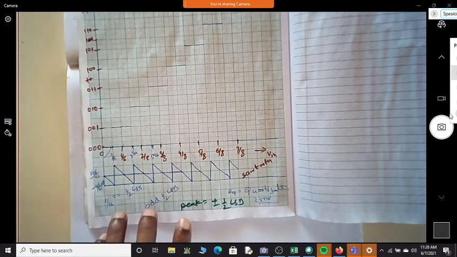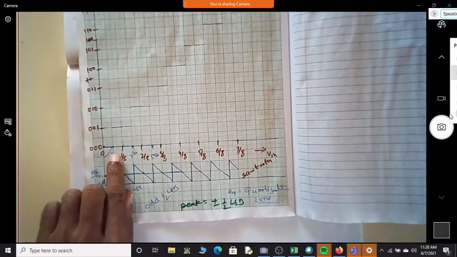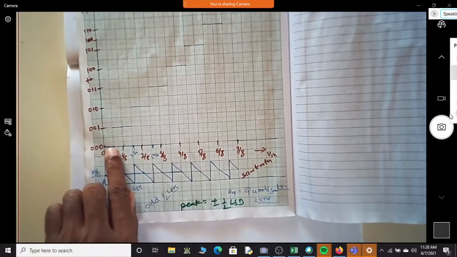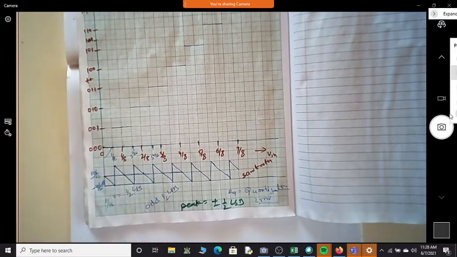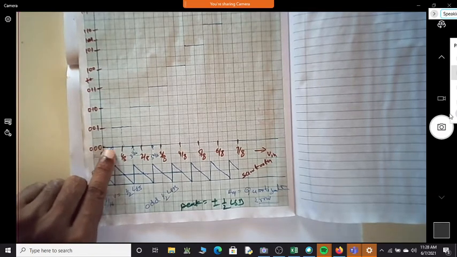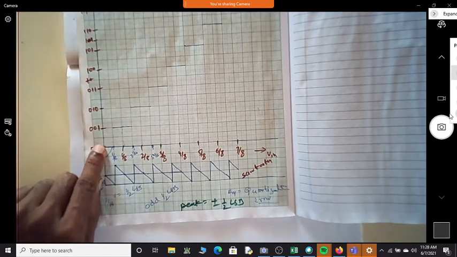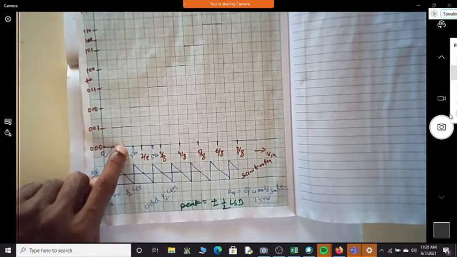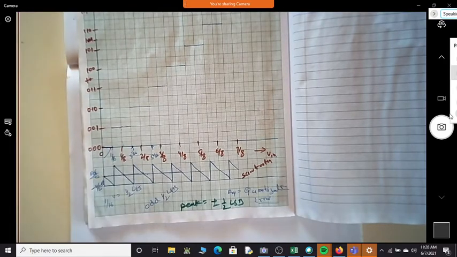So we take half LSB as the initial point of reference. Till half LSB, the output should not change. That is the ideal case. If it happens before that, then I'll say there is offset error. And if it happens after half LSB, I'll say again it's offset error.